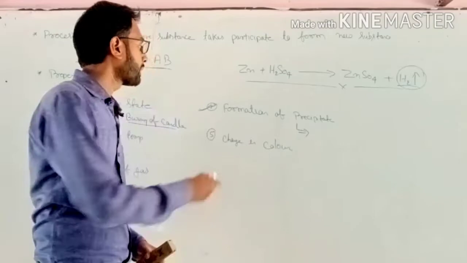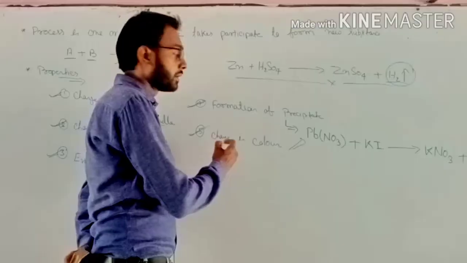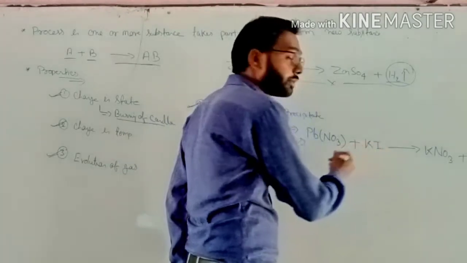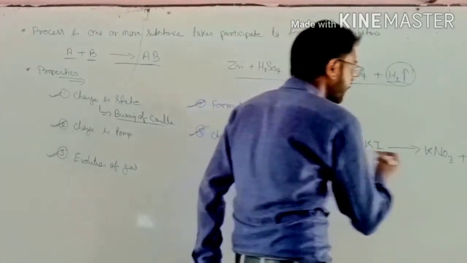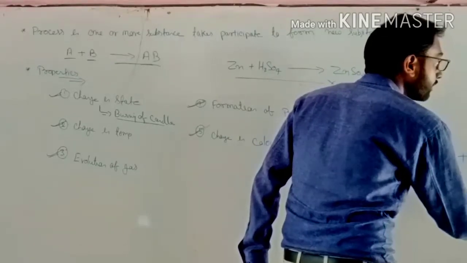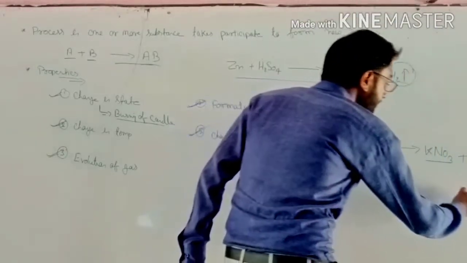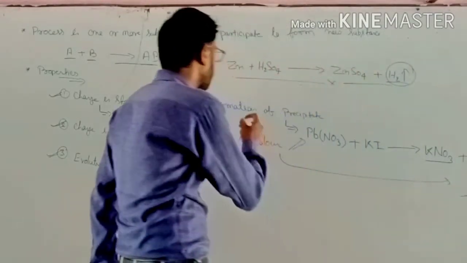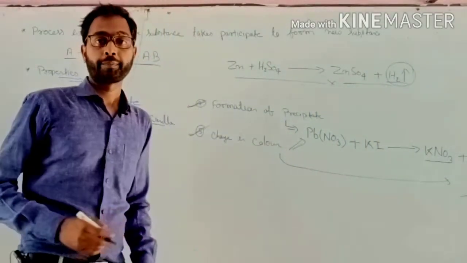And the fourth property is formation of precipitate. The example of formation of precipitate is when we add potassium iodide to lead nitrate solution, there is formation of potassium nitrate and lead iodide, which is a yellowish precipitate. So there is also a change in color. This is an example of change in color and formation of precipitate.